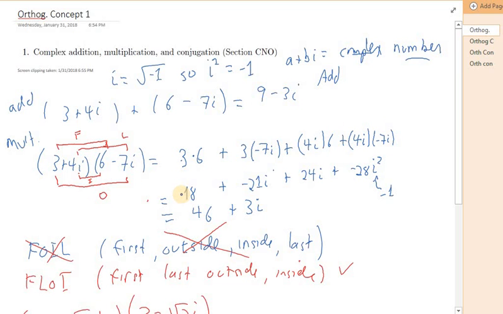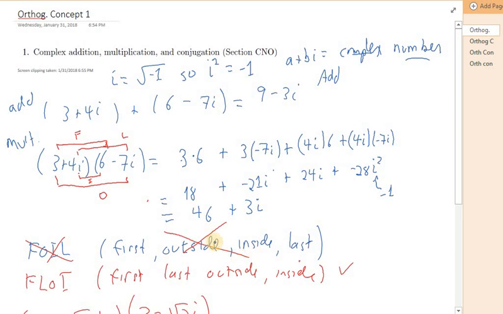So 3 times 6 is 18, straightforward. 3 times -7i is -21i. 4i times 6 is 24i. We're assuming the i commutes with everything, which it should. Now this last term gives me -28 times i squared. Now remember I said i squared equals -1. So I can replace this with a 28. The 18 plus the 28 gives me 46, plus 3i. Okay, so that's a way to multiply complex numbers.